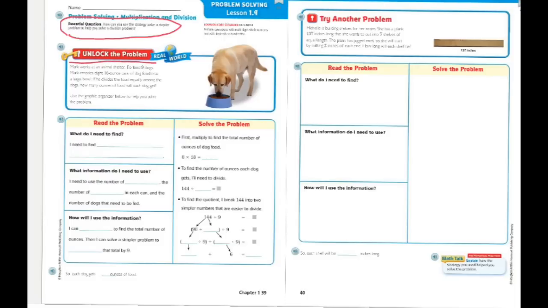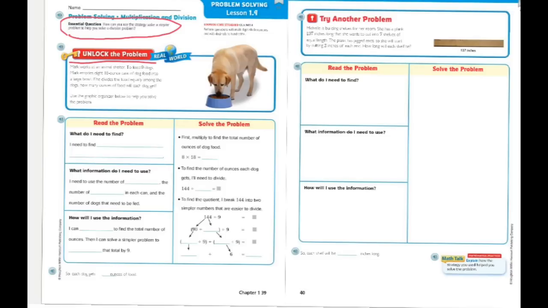Mark works at an animal shelter. To feed 9 dogs, Mark empties 8 18-ounce cans of dog food into a large bowl. If he divides the food equally among the dogs, how many ounces of food will each dog get? So we're going to use the graphic organizer below to help us solve it.